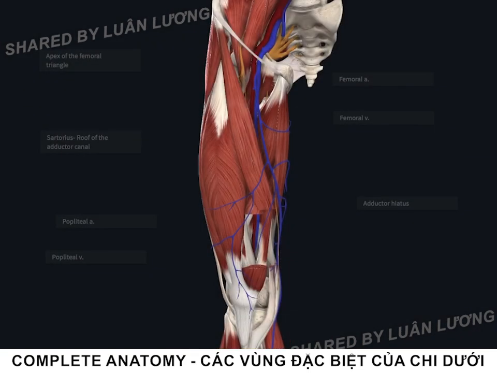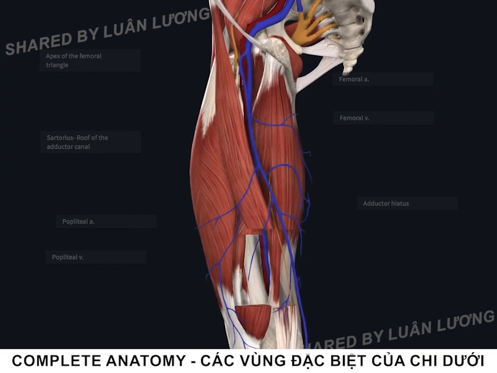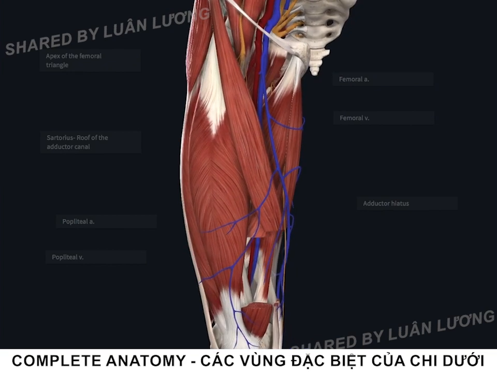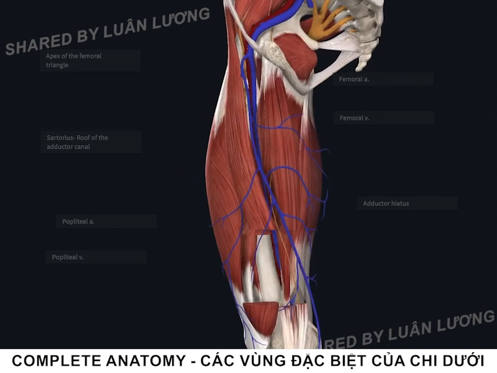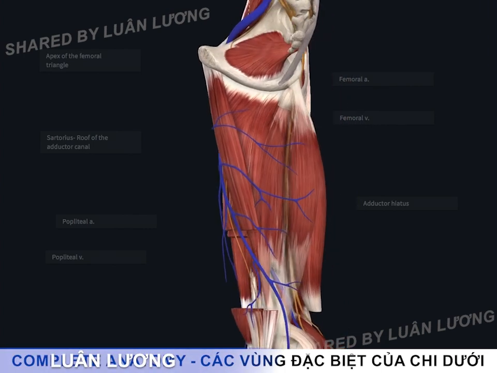The adductor canal is a special region within the thigh that is going to allow for the passage of the femoral artery and femoral vein inferomedially down through the thigh, to then emerge posteriorly behind the knee within the popliteal fossa, as these vessels become the popliteal artery and the popliteal vein.